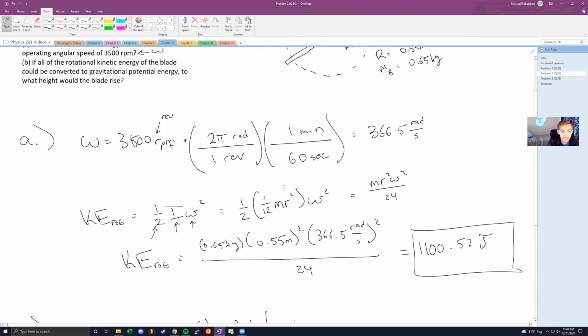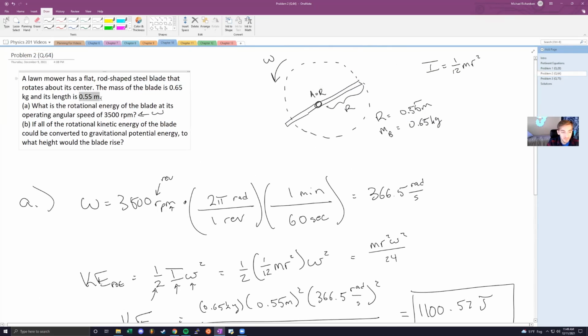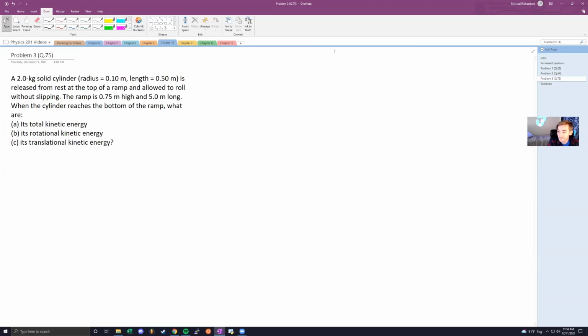So if you have a blade that is, I don't know, half a kilogram about, and about 1.5 to 2 feet in diameter, you have yourself a very, very interesting sort of situation. So yeah, it's an interesting one. Either way, let's go to problem 3.